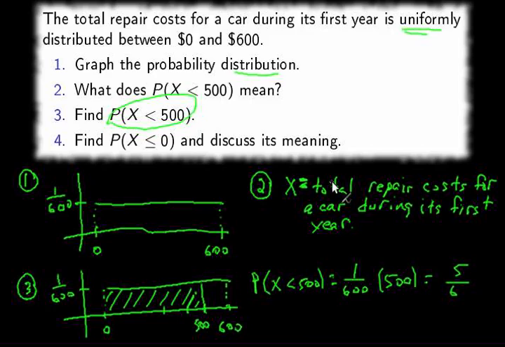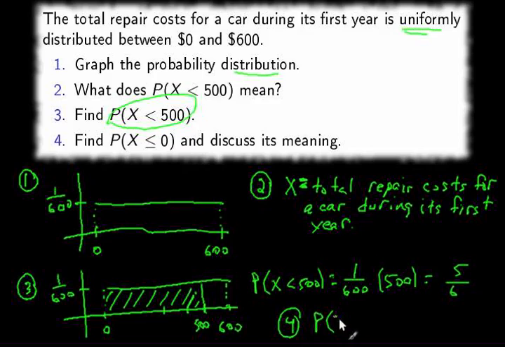3. Find P of x less than or equal to 0 and discuss its meaning. Well, we can get the probability that the total repair cost for a car during its first year is less than or equal to 0. Well, that's 0. There's no area under the curve less than 0, because the graph of the probability distribution ends right there, or becomes 0 after that, to the left of 0. So the answer to the probability is 0.